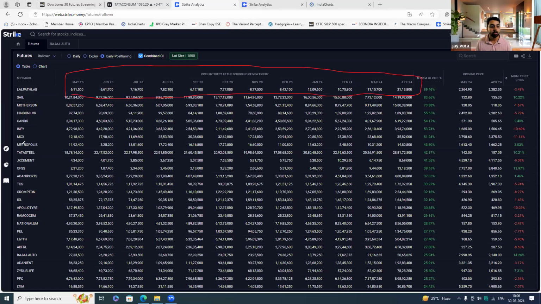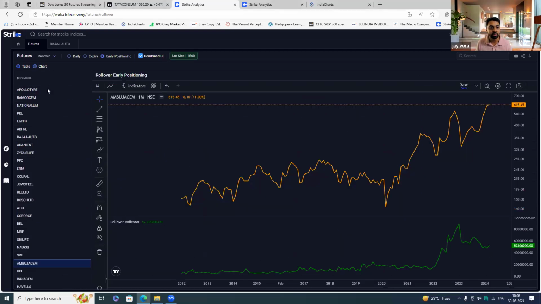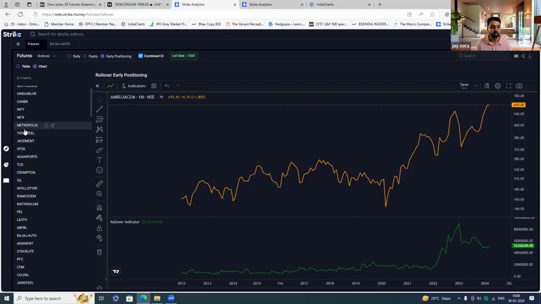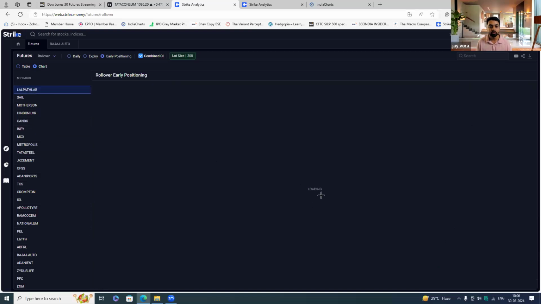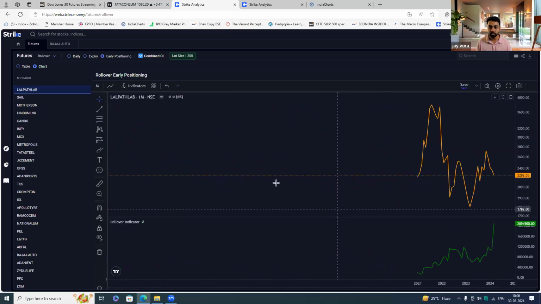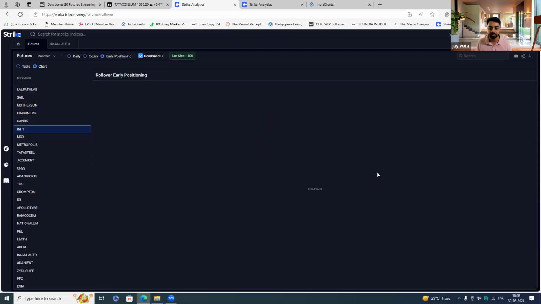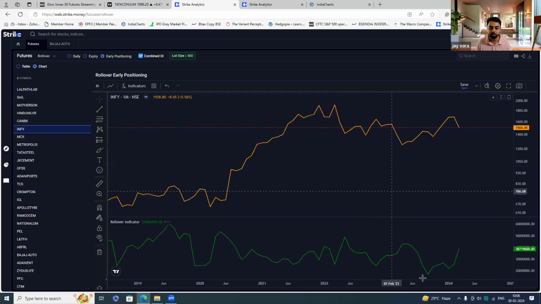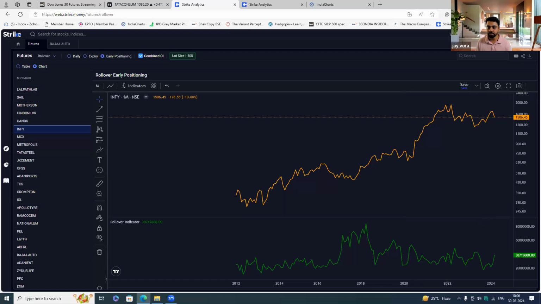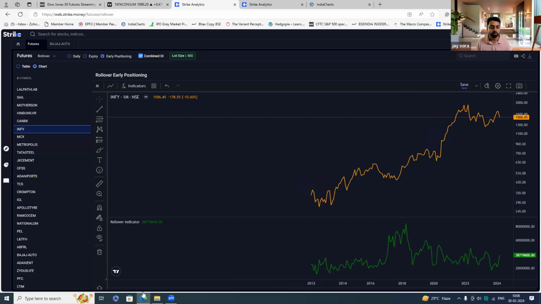In this historical data, you will see a tabular format for 12 months. But if you click over here and look at the chart, you will have data till 2012. So let me take a stock where we have more historical data. Yes, if you see a stock like Infy, here we have the data till 2012.